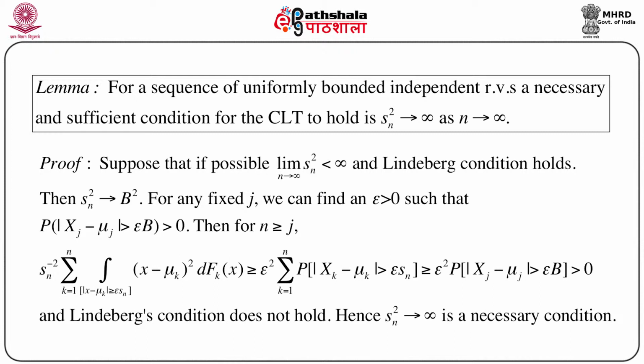So S_n^(−2) summation k equals 1 to n of the integral over |x − μ_k| greater than or equal to epsilon S_n of (x − μ_k)² dF_k(x), the quantity on the extreme left, is greater than 0, which actually violates Lindeberg's condition because we have assumed that Lindeberg's condition holds. So here is a contradiction. So S_n² cannot be less than infinity. That means we get that S_n² going to infinity as n goes to infinity is a necessary condition. This proof is basically by what is known as proof by contradiction.